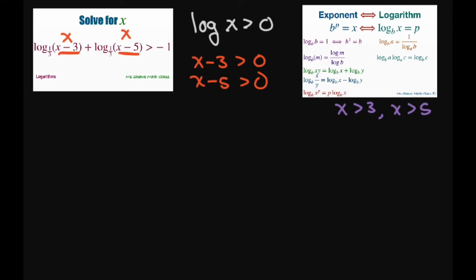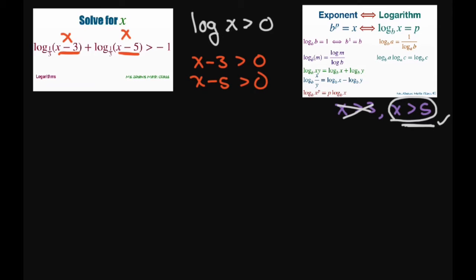Now, for x to be greater than 5, we can't use this one. So this one overrides what we have, because if we had x is 4, then it wouldn't satisfy this inequality here.